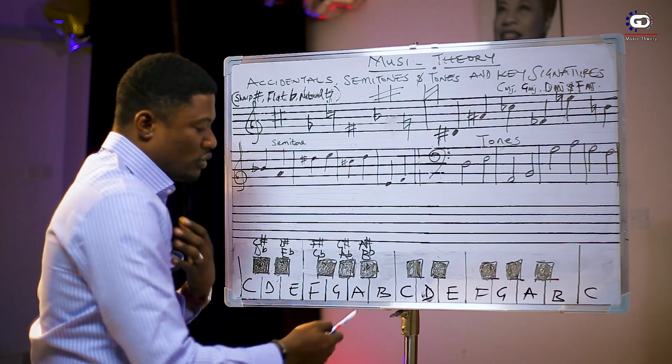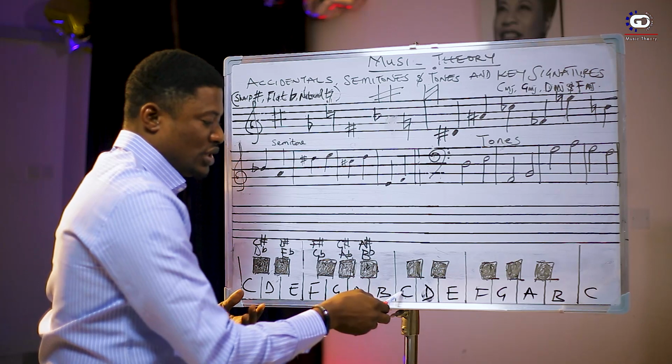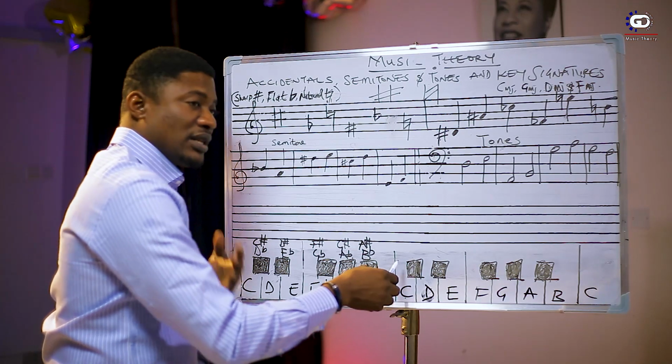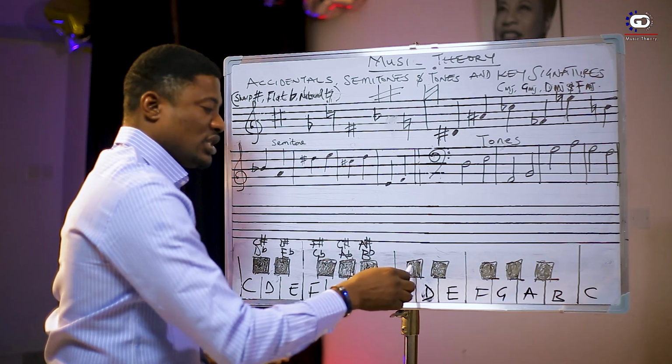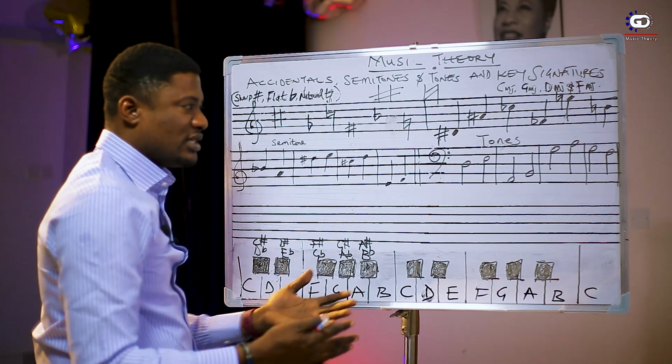If I want to get a tone from B, that will be B to C sharp, because B to C is a semitone, C to C sharp is another semitone. So B to C sharp will give me a tone, right? So this is super easy. Now let's see it here.